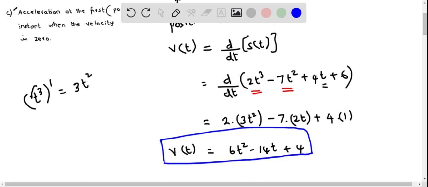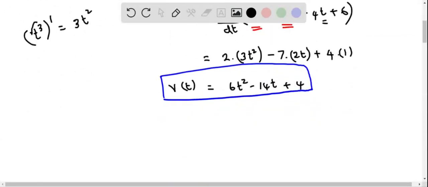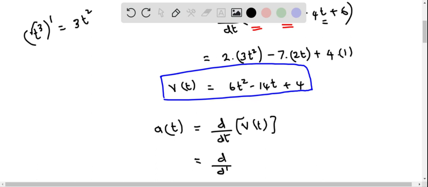Now let's determine the acceleration function. So the acceleration function is basically the derivative of the velocity function. So we write down a of t, which represents the acceleration function, and this equals the derivative of the velocity function, that is d by dt of v of t. So I'm going to replace v of t, which we found in part A. So this is 6t squared minus 14t plus 4.